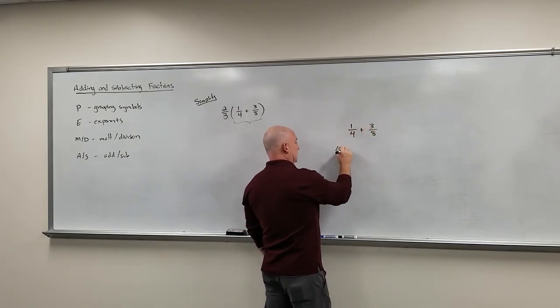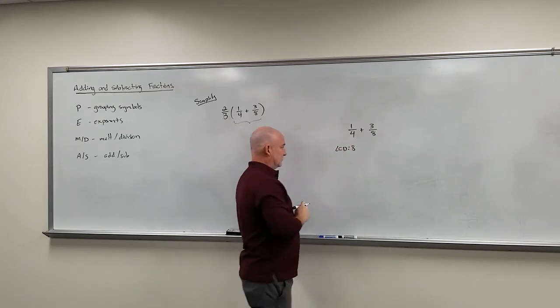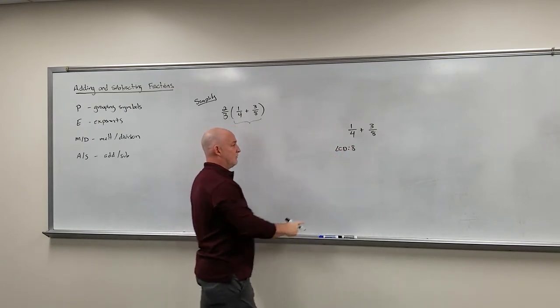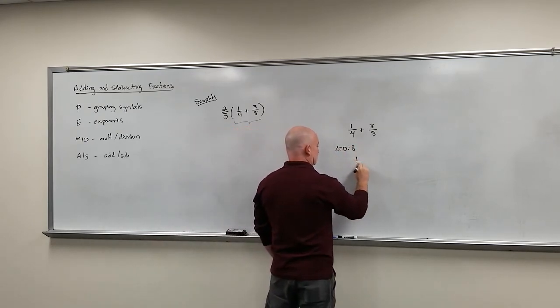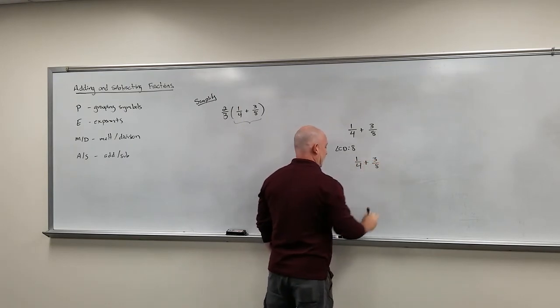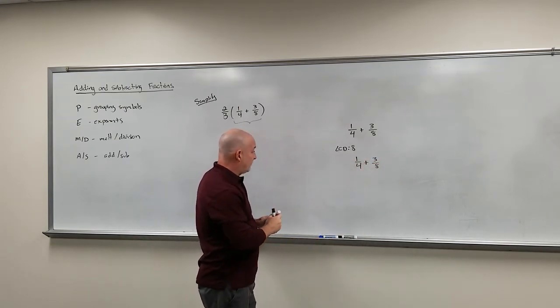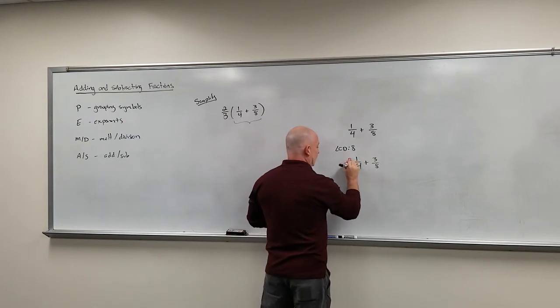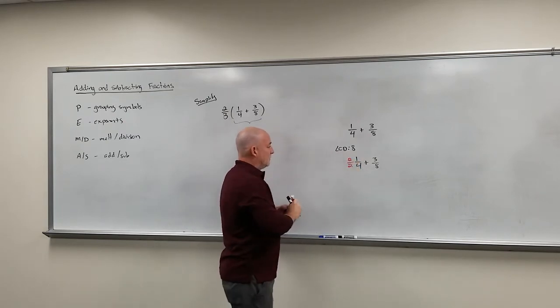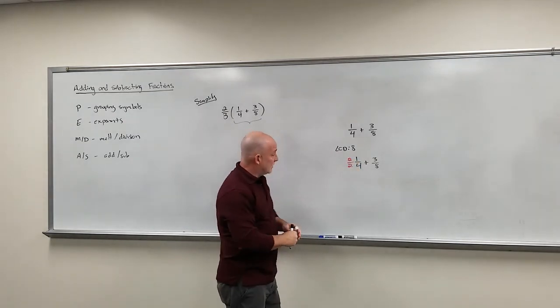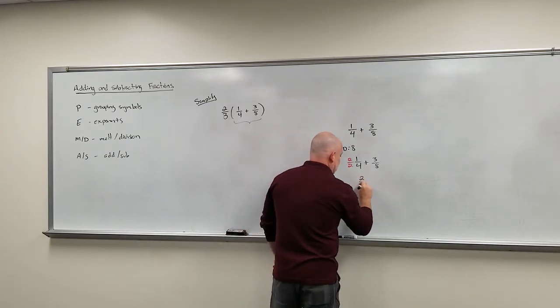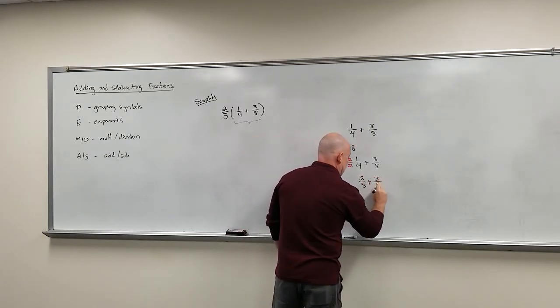So we can see our least common denominator would be 8. That's the smallest number that's divisible by 4 and 8. Let's go ahead and make our common denominator. So our 4, we'd have to multiply by 2, so I'll multiply this fraction by 2/2. This one's already an 8, so I don't have to do anything with it. So this is 2/8 plus 3/8.